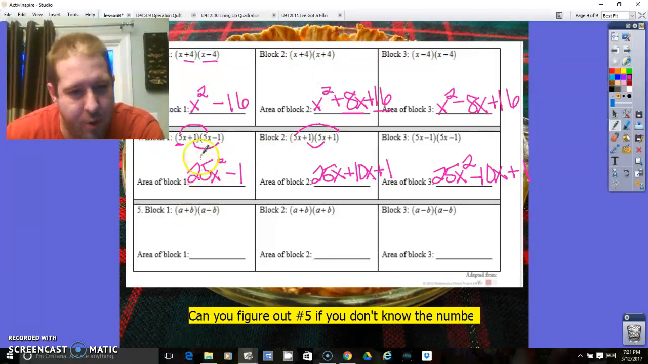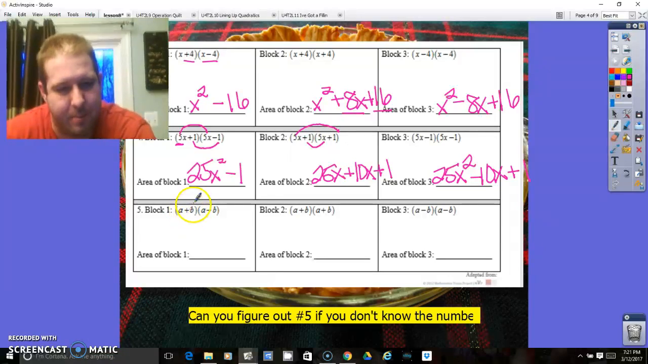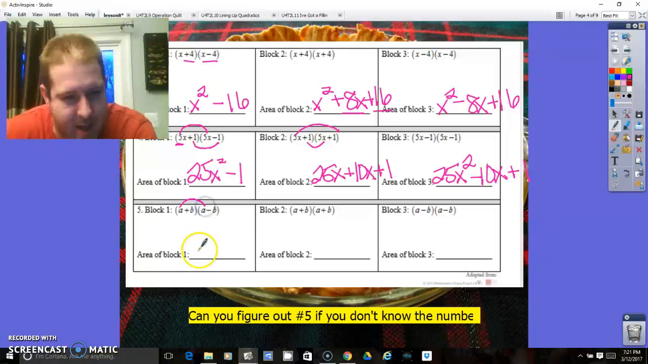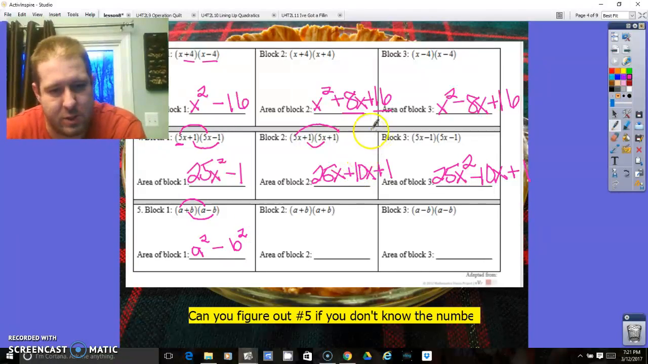All right, so what have you noticed about the patterns? Have you been able to calculate what goes on? So in this case, you're really just multiplying a times a, and then you're subtracting b times b. So b times b would be b squared. So it's just like that.